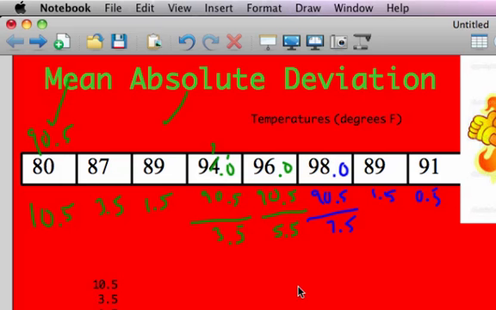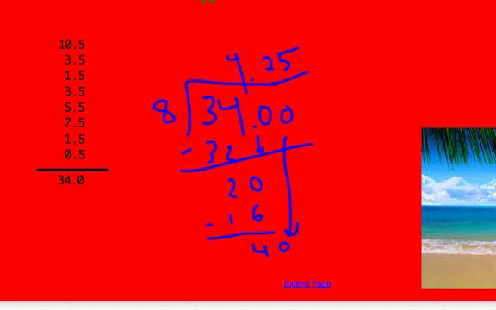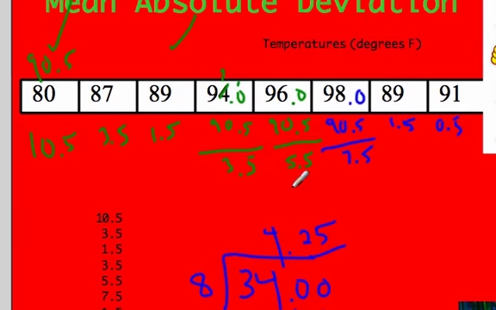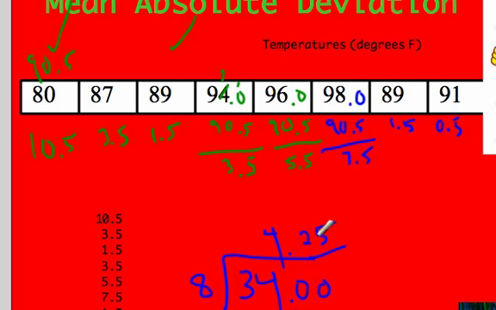So we do 34 divided by 8. So the mean absolute deviation here is 4.25. What this number means, that's a pretty small mean absolute deviation. It means that these numbers are, on average, only 4 away from the mean.